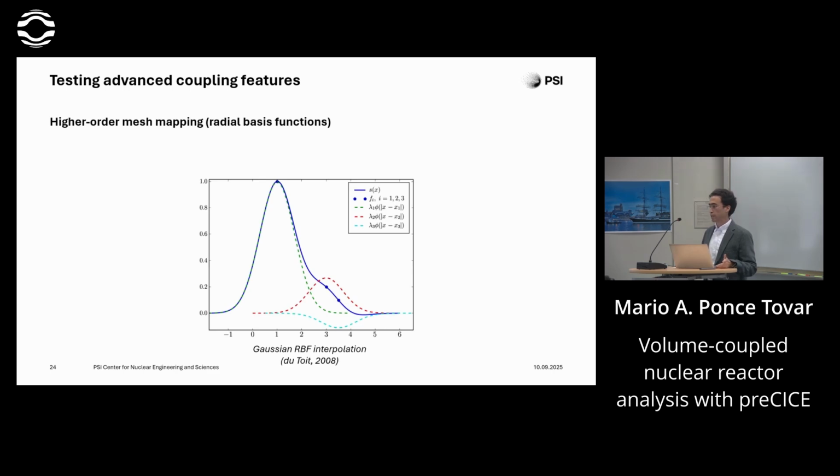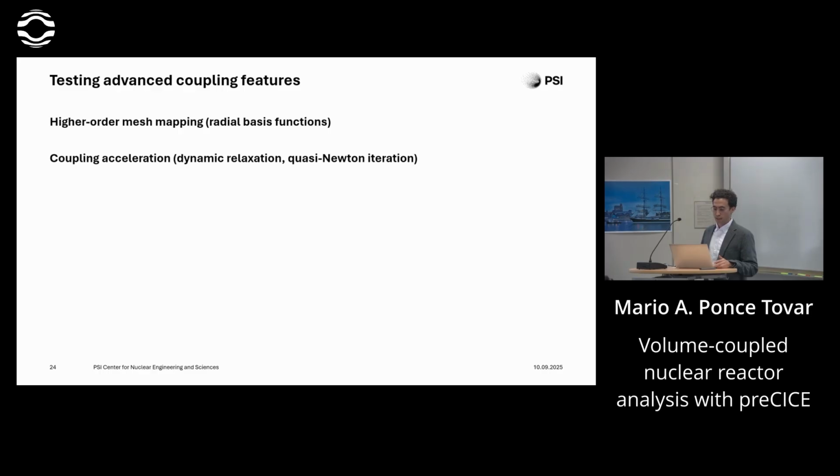Particularly, I tested the radial basis function mapping, and also to try the coupling acceleration. So this is the dynamic relaxation, also known as Aitken, and the quasi-Newton Anderson acceleration.